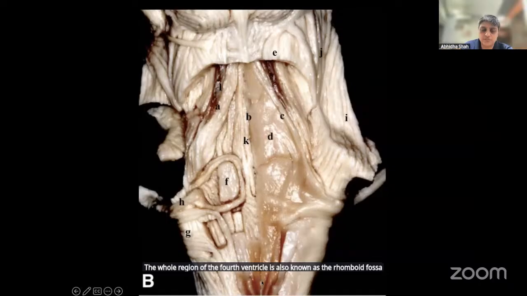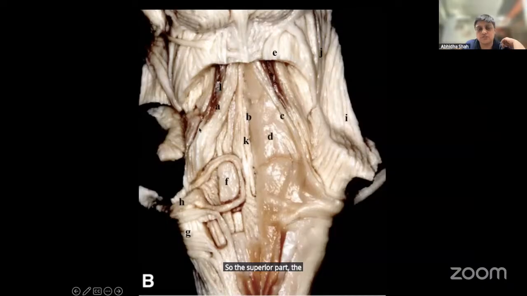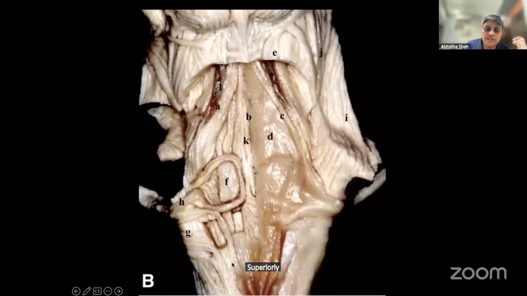You can see its shape like this. This rhomboid fossa can again be divided into three parts: the superior part, the inferior part, and the intermediate part that you can see here. For the superior part, the boundaries are the superior cerebellar peduncles here, and inferiorly the line that goes through the superior fovea above the facial fibers. This is the superior triangle. It has the apex superiorly. Here is the inferior triangle, where the apex is inferiorly. Again, it is bordered here by the infrafacial zone and by the inferior cerebellar peduncles.